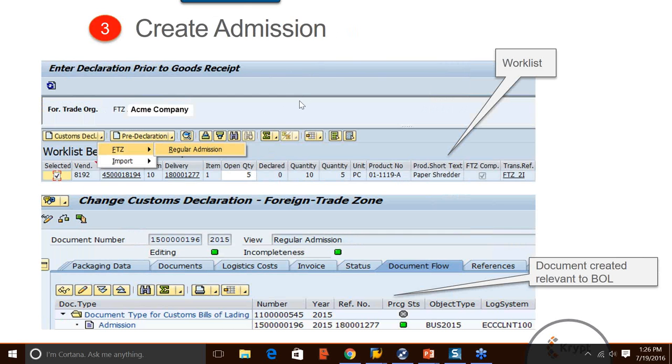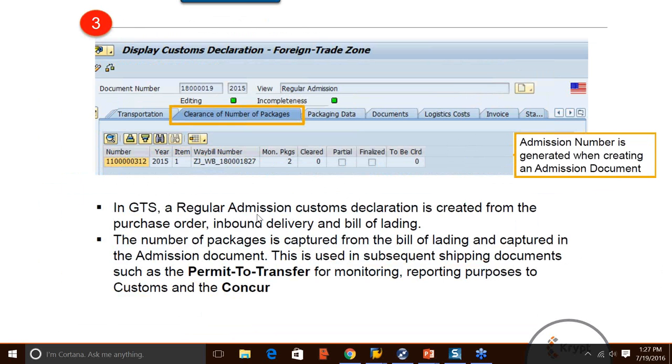The next step then is, from this document, the customs waybill, you're able to go into a work list and see all the waybills that have been created and post a regular admission. What that will do is take that purchase order, delivery, waybill combination from the work list and create another document called the customs declaration. As you can see here in the document flow, this admission document is being created with reference to that bill of lading. Further, an admission number is generated when creating that admission document. And the number of packages that are in the previous document, the bill of lading, will flow into this admission document, and again be available for the subsequent documents.